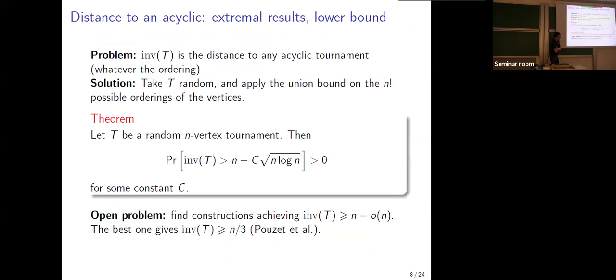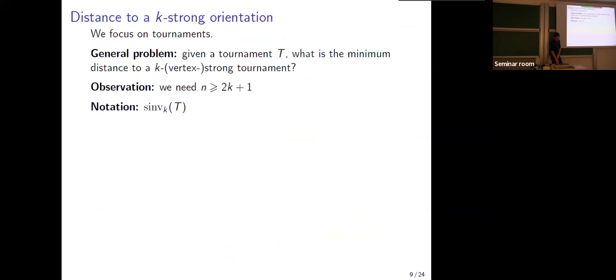Okay, so just a small open problem is to find constructions achieving this bound. The best construction is n over 3. So we have a complete construction of tournaments at distance at least n over 3 for many cyclic oriented graphs. This is very far from n minus small o of n. It would be nice to have better constructions. Okay, so now let's move to the second question.